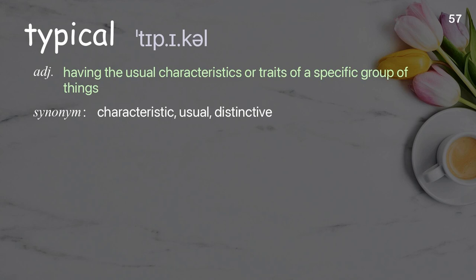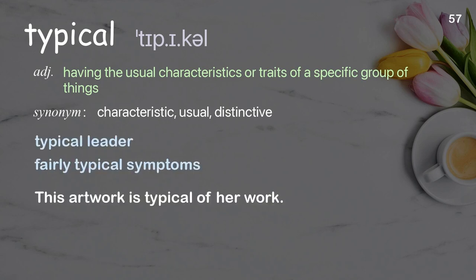Typical: having the usual characteristics or traits of a specific group of things. Examples: typical leader, fairly typical symptoms. This artwork is typical of her work.